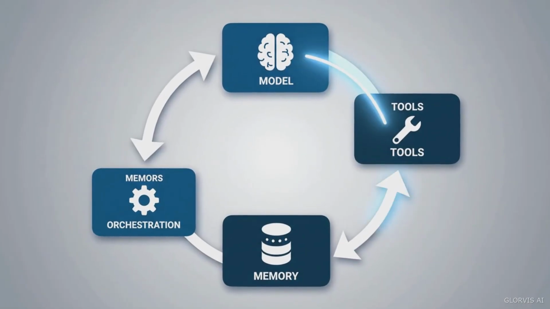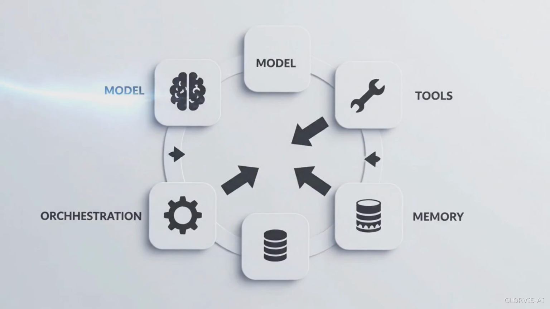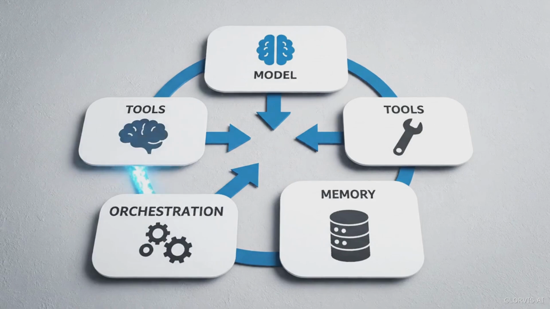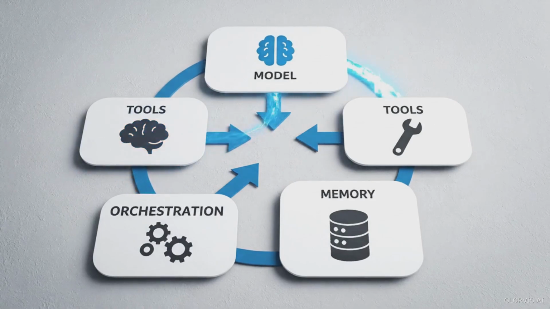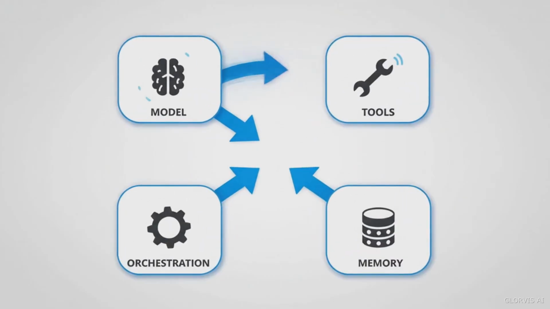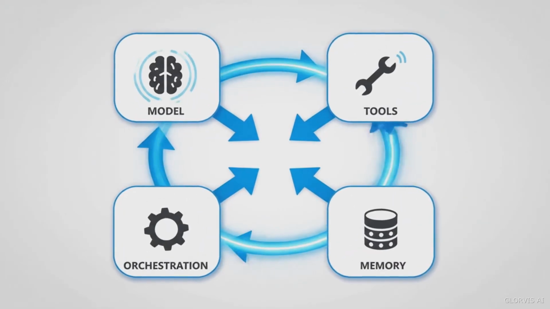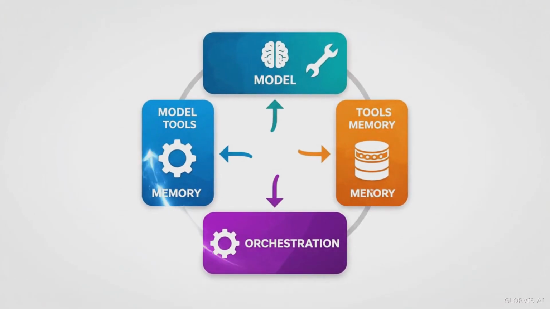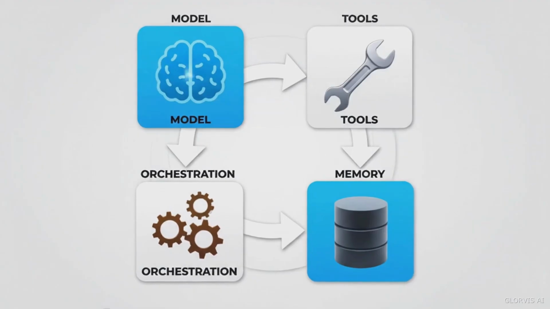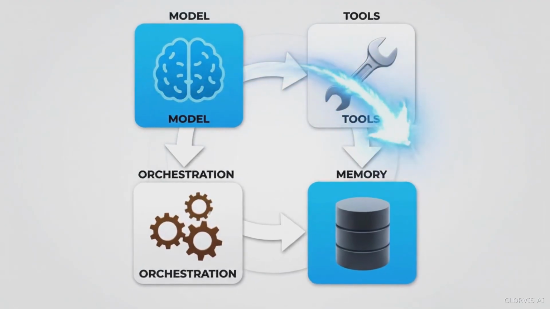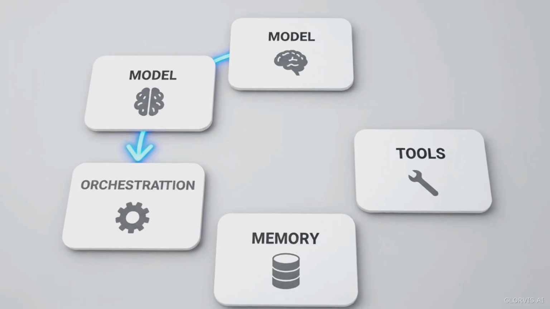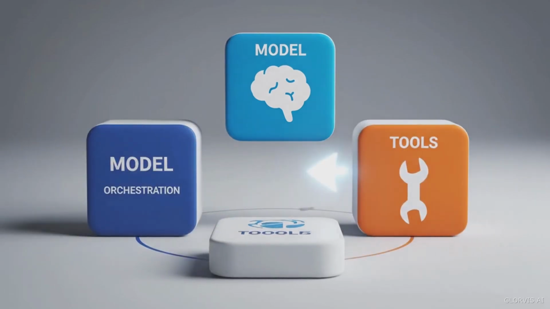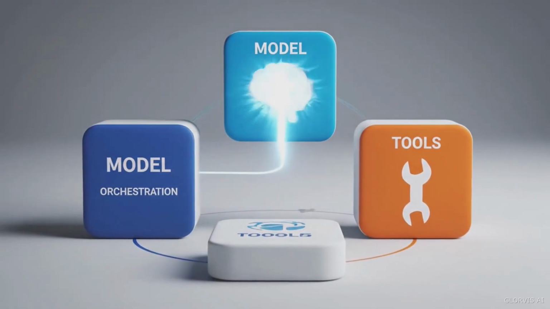And second is the tools. Tools are the agent's hands. They're the functions the agent can call: send an email, search the web, query a database, post to a social platform. Without tools, the model can only talk. With tools, it can act. Third is memory. Memory is what lets the agent remember what happened 5 minutes ago or last Tuesday. Short-term memory is the conversation context. Long-term memory is usually a vector database or a structured file.